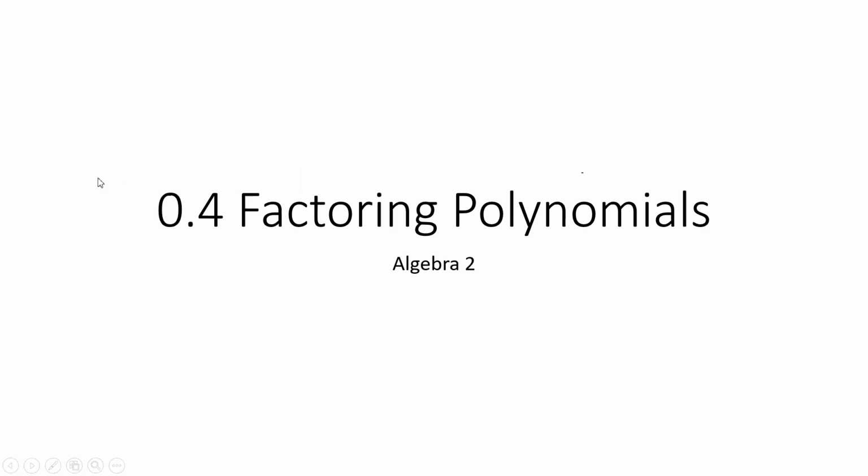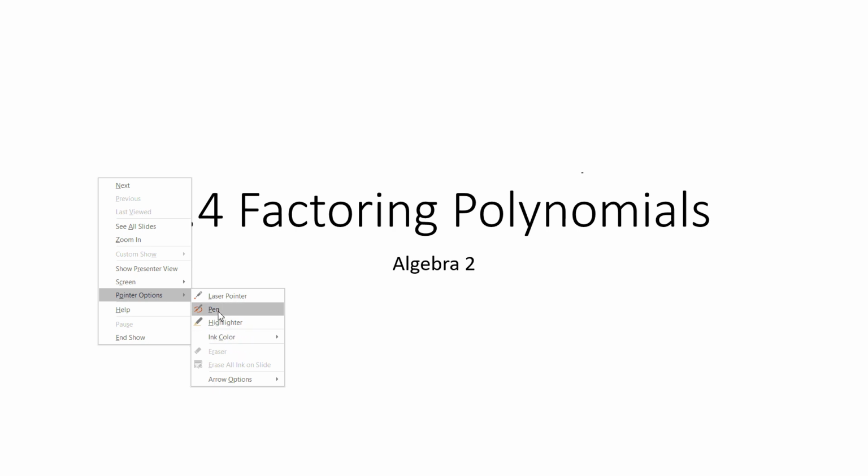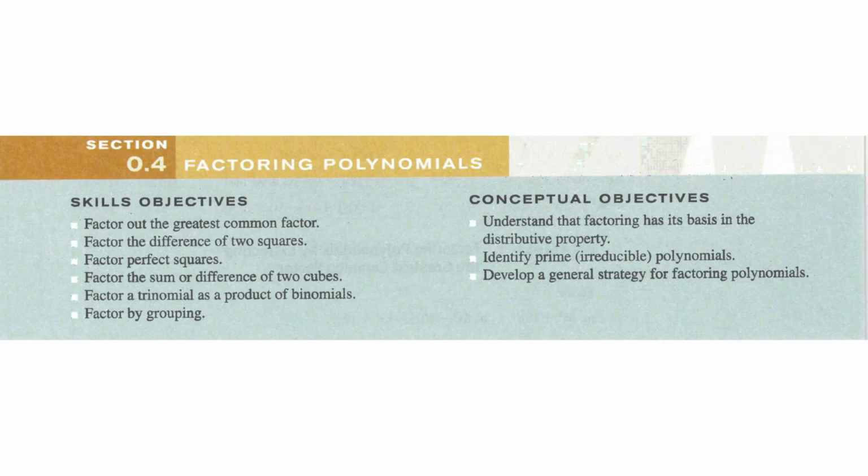All right, let's get started with 0.4, factoring polynomials. Let me get my pen, and off we go. All right, so we are factoring in this section. We're going to factor out the greatest common factor to start.